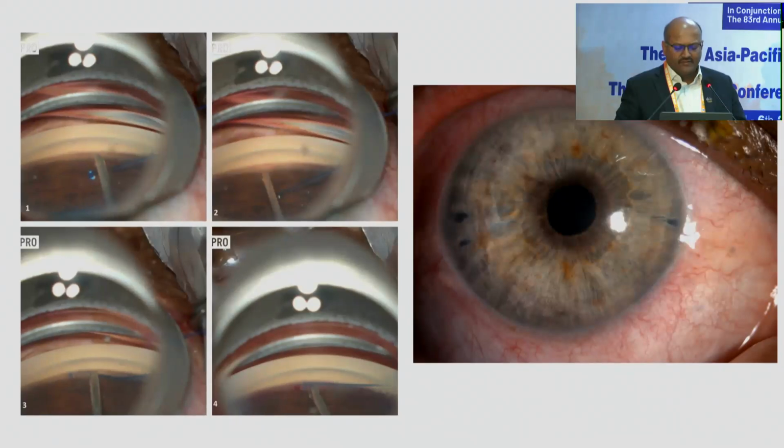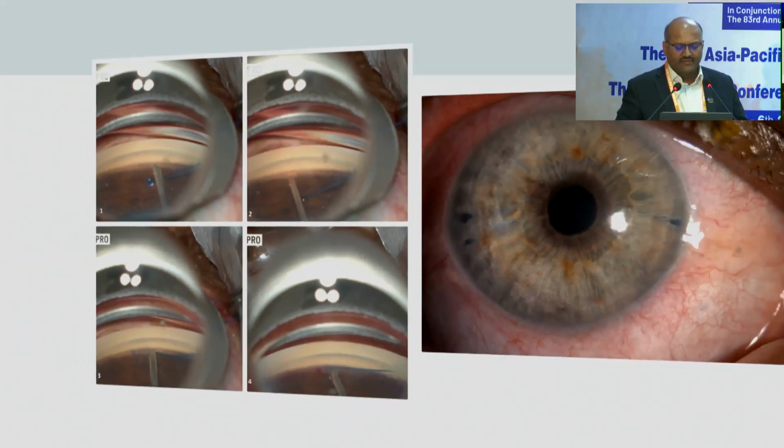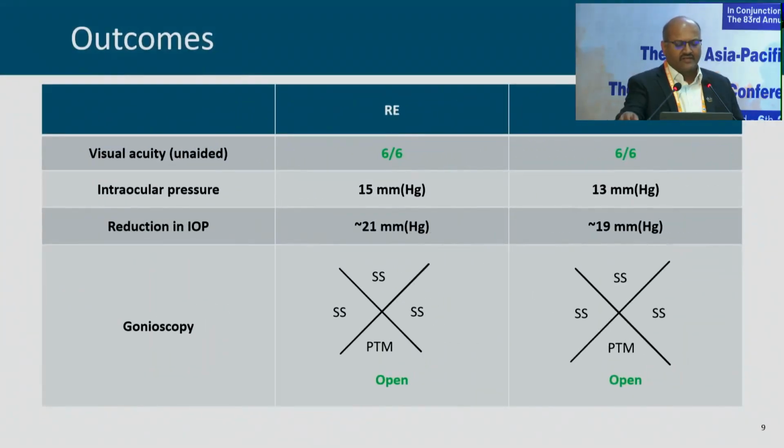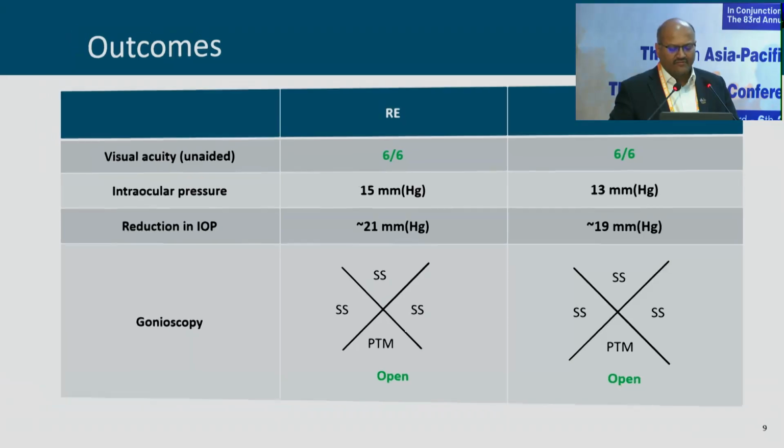And you can see that's a very clear cornea, and PI was patent, IOL in position, chamber deepened. And the end result was she had an IOP of about 15 millimeters in the right eye, 13 in the left eye, 6/6 vision. And she had an IOP reduction of about 21 millimeters in the right eye and 19 millimeters in the left eye. So we were able to salvage her vision, intraocular pressure, and her lifestyle to a large extent, because now she doesn't need any medication after the procedure.